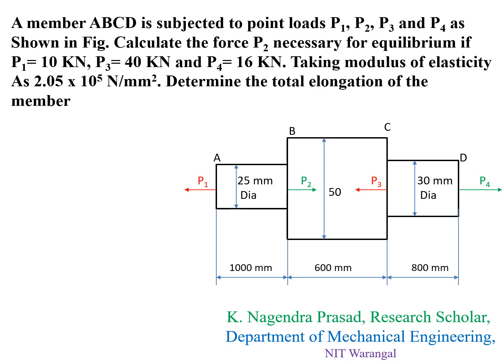Here observe that the member ABCD is subjected to load not only at the ends but also at intermediate points. And one more thing, the member does not have a uniform cross-section area; it varies along its length. So here we have to calculate the force P2 for equilibrium and also find the total elongation. Let's see the solution.